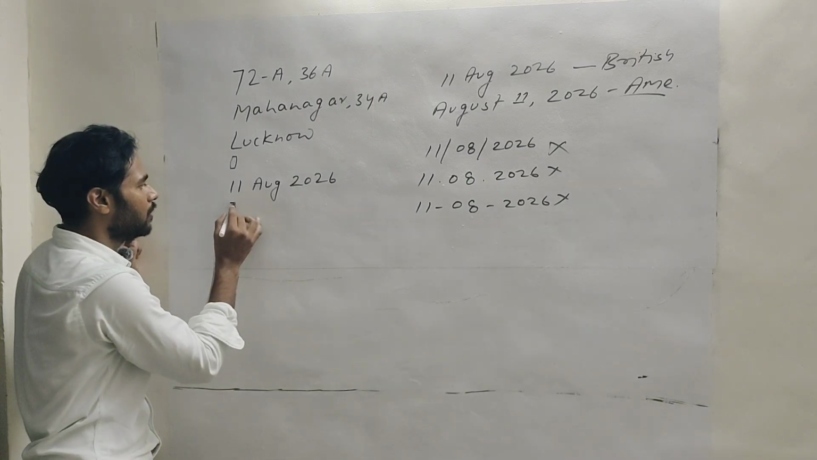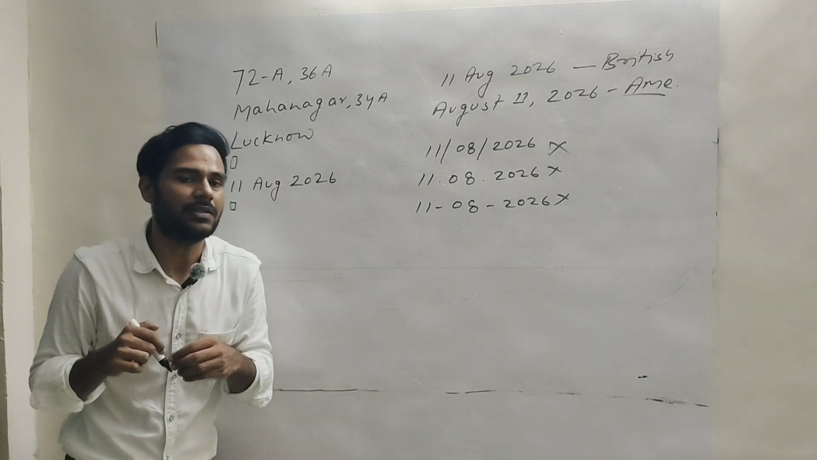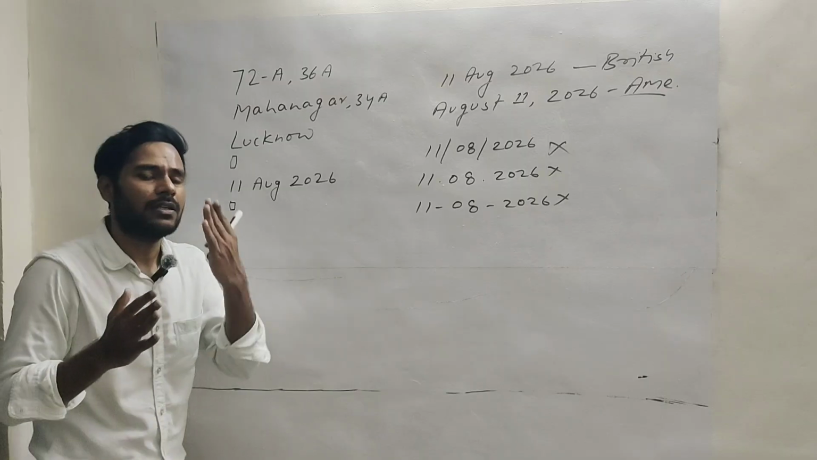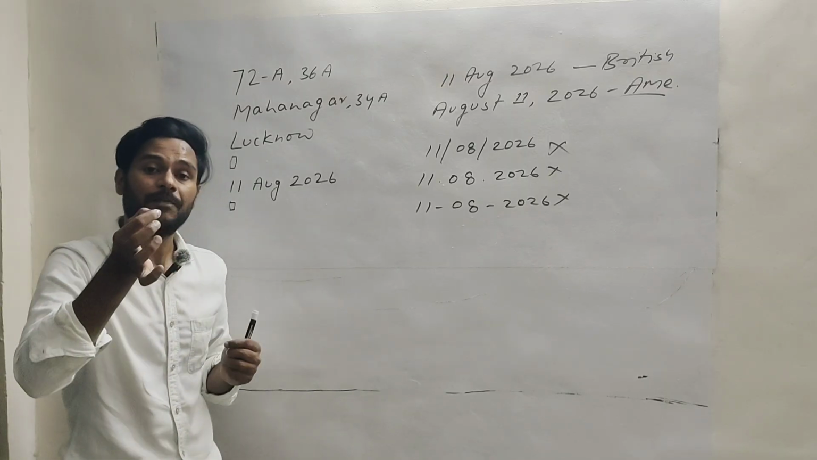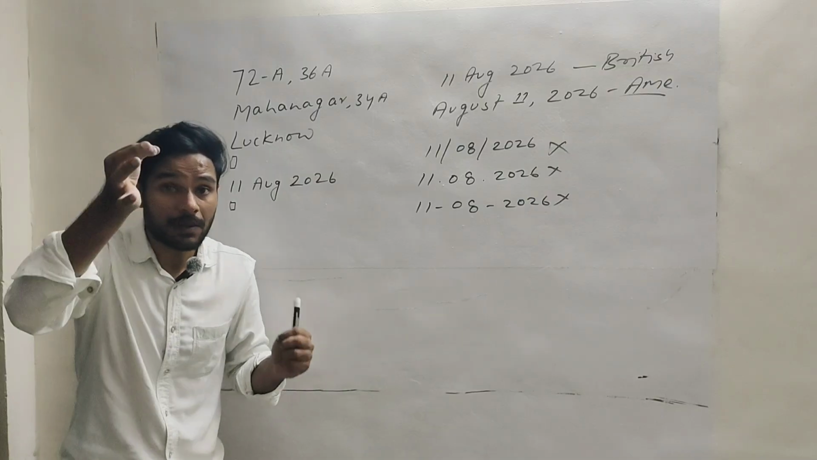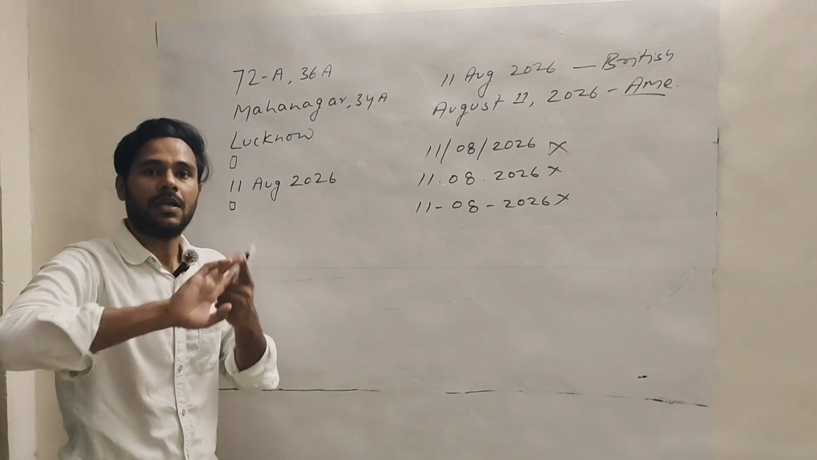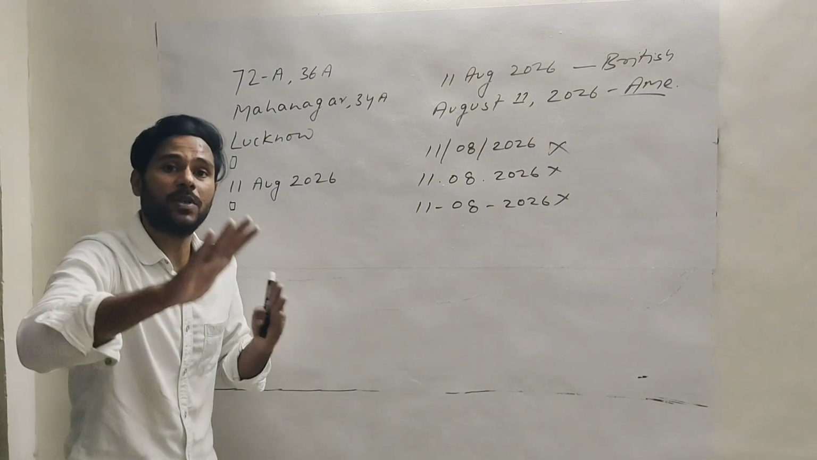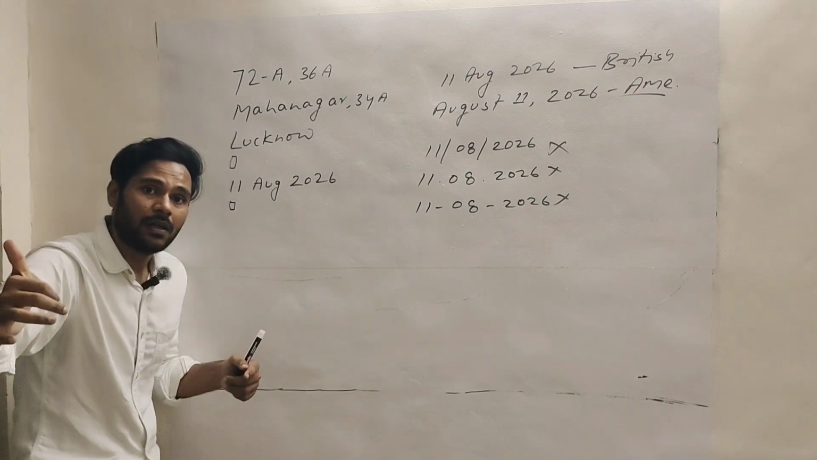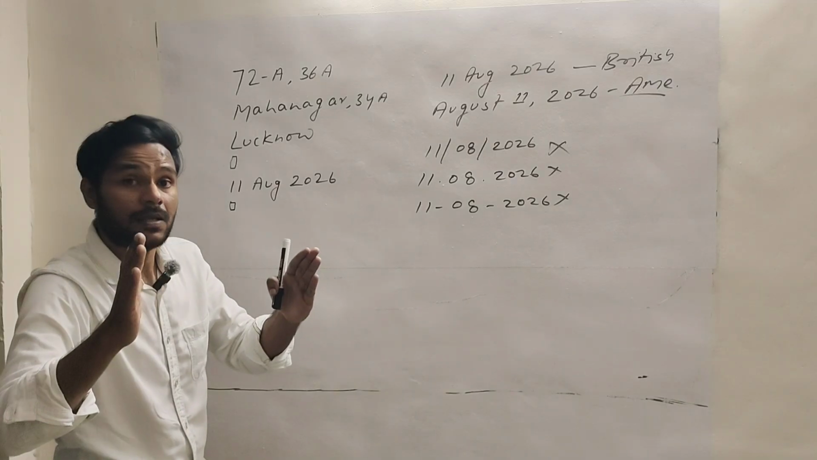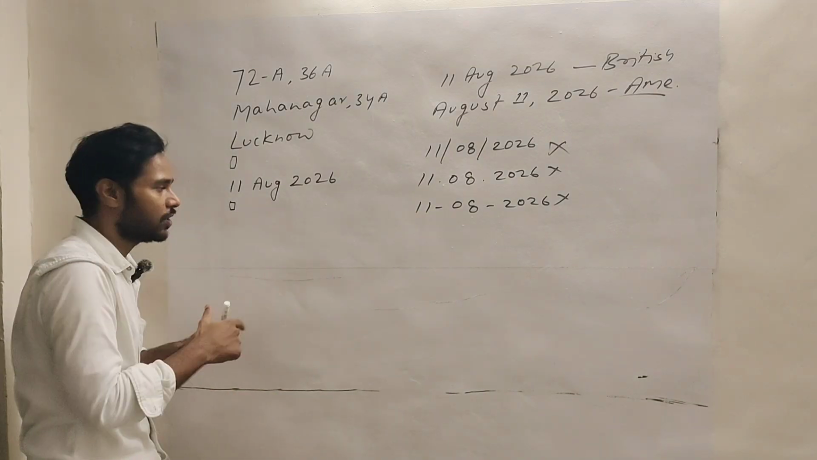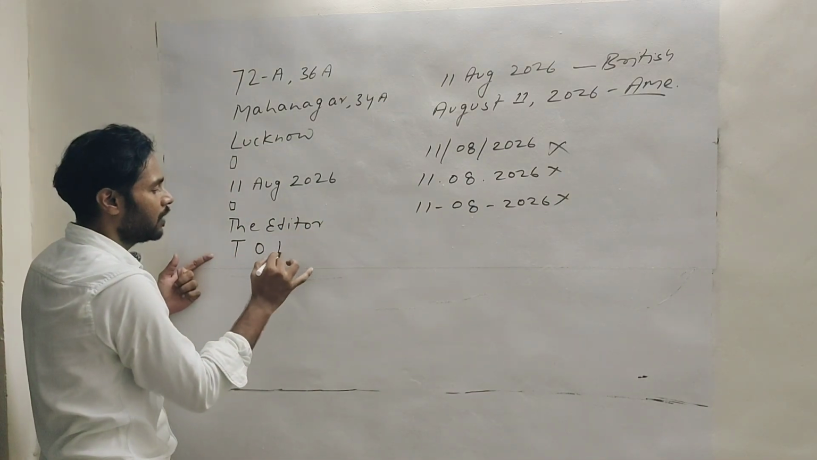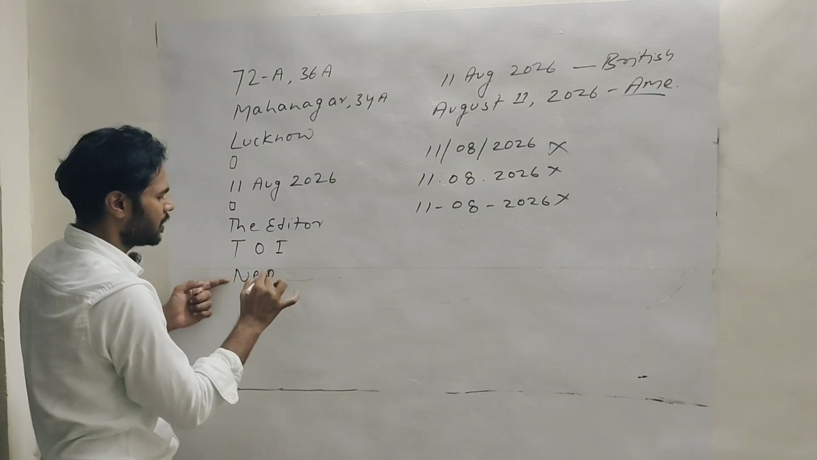Got it? And then again, you need to take a line gap, and you have to write down the address of the person to whom you are sending your letter. Suppose you are writing your letter to the editor. So in an editorial letter or in any formal letter, you have to write down the designation of the person. Designation means the post. Suppose you are writing to the editor, the SDM, the DM, the inspector, the CMO, the prime minister, the HRD, the home minister, the defense minister. Got it? The doctor, the CEO. Like that, you will write down the designation. So I'm writing the editor, and editor of which newspaper? Times of India. And then you need to write down the address, New Delhi.